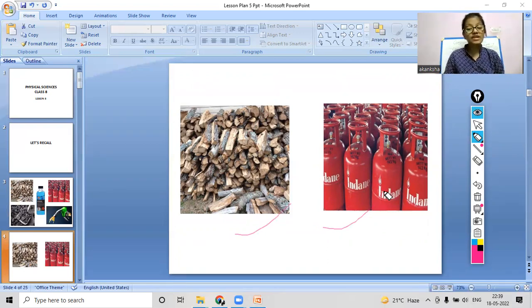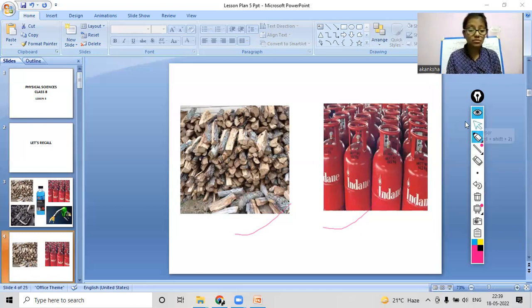Because LPG is easy to use. Yes, it is easy to use. Because there is no smoke. Yes, because there is no smoke. And there are several more points to use LPG rather than wood. Wood we don't get so easily in the city areas, but LPG is available very easily. It is also very easy to store LPG rather than to store so much wood. Right, so you all are right.